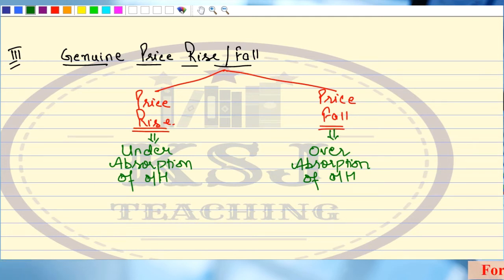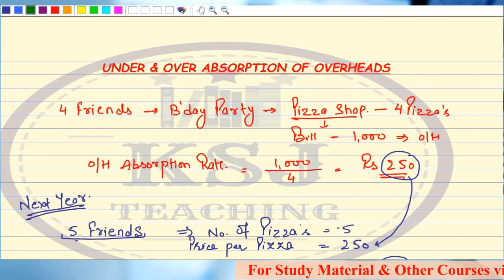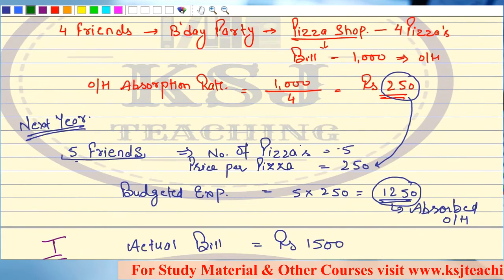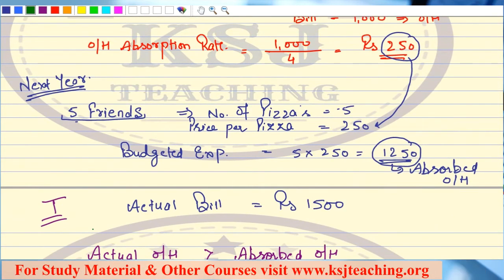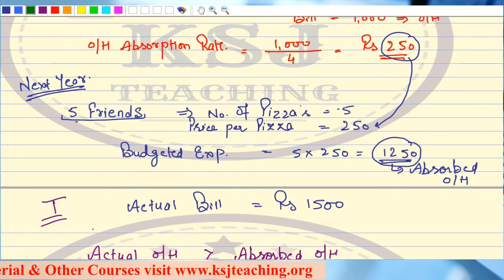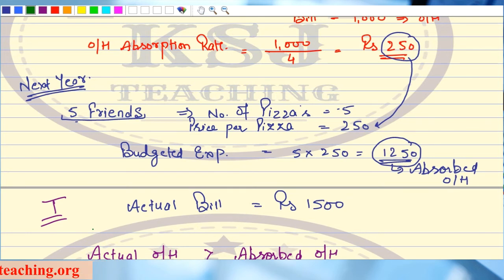Now, what will happen? Just imagine your situation. I'll come back to this example only. You have 1250 rupees in your pocket and the bill is of 1500 rupees. Now, what will you do? It is due to the genuine reason. It is not your mistake, sir. You are short 250 rupees.